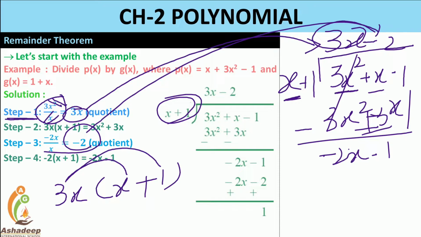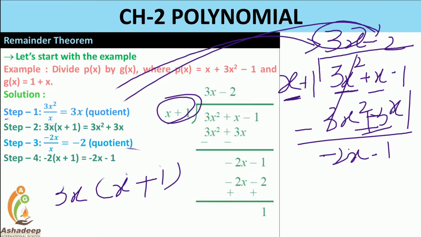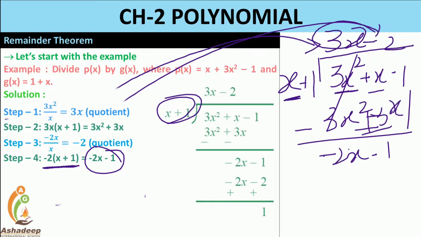Now what you have to do is multiply by minus 2. So it is simple. So minus 2 into x plus 1. So minus 2 into x plus 1 is what? It is nothing but minus 2x minus 1, because minus 2 into x is minus 2x and minus 2 into 1 is minus 1. So here minus 2x minus 2.